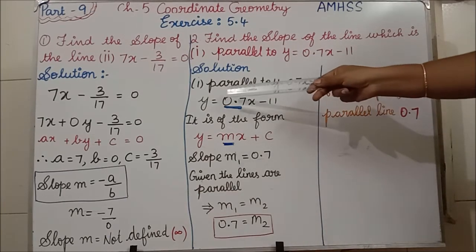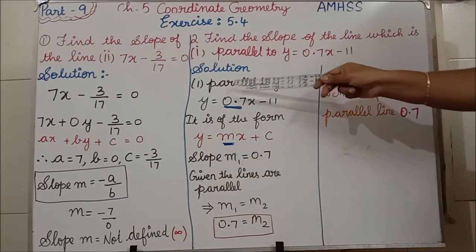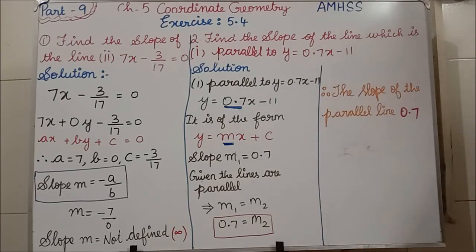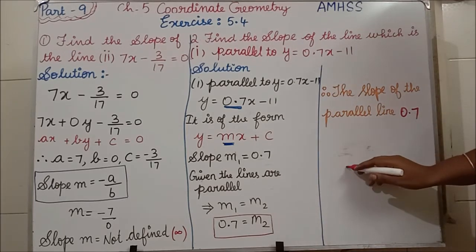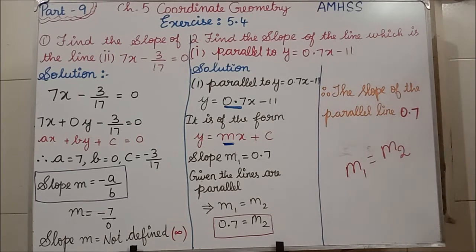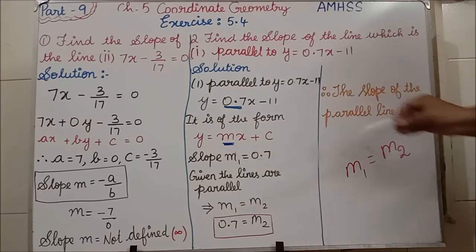Here on the left hand side we have y. This 0.7 is our m, the coefficient of the x term, and one constant term we have. So in the place of m, what value do we have? 0.7. So slope m1 is equal to 0.7. Why are we taking m1 here? Parallel means, what is the formula we learned in 5.3? m1 is equal to m2. Parallel means slope m1 is equal to slope m2. We have learned this, so we are taking the value m1 is equal to 0.7.